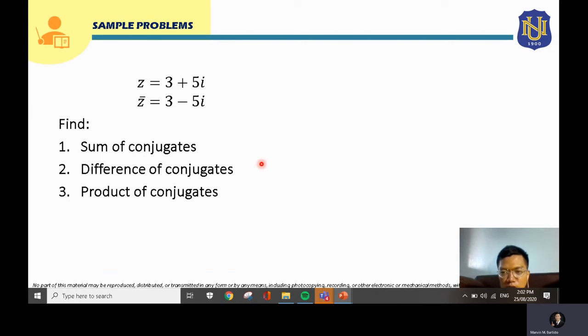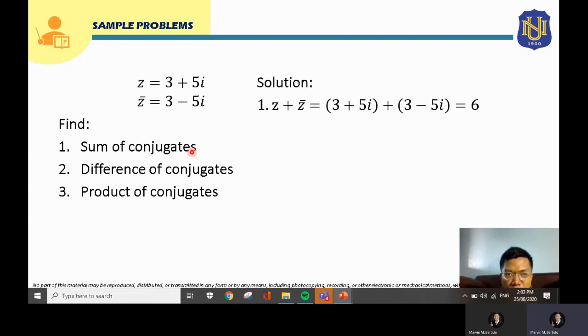So now let's solve the following example. Z is equal to 3 plus 5i, and its conjugate z bar is equal to 3 minus 5i. We are asked here, the first one is to find the sum of conjugates, the second one is to find the difference of conjugates, and the third is the product of conjugates. For the solution, number one, sum of conjugates, that will be z plus z bar. That will be 3 plus 5i plus 3 minus 5i. Applying what we have discussed from the previous slide, this will just be 3 plus 3, which is 6.